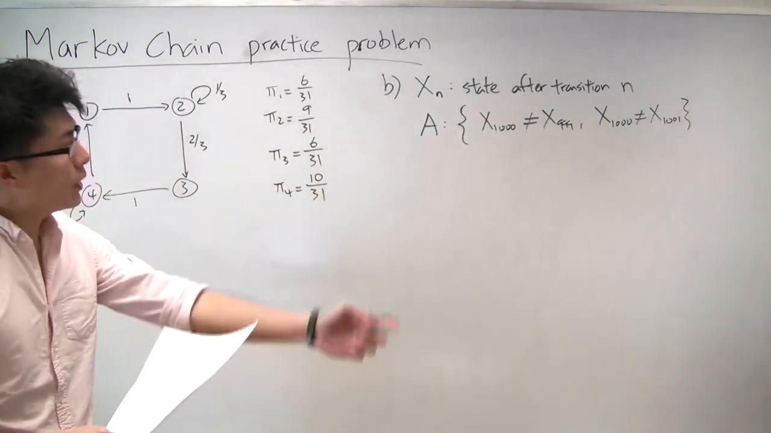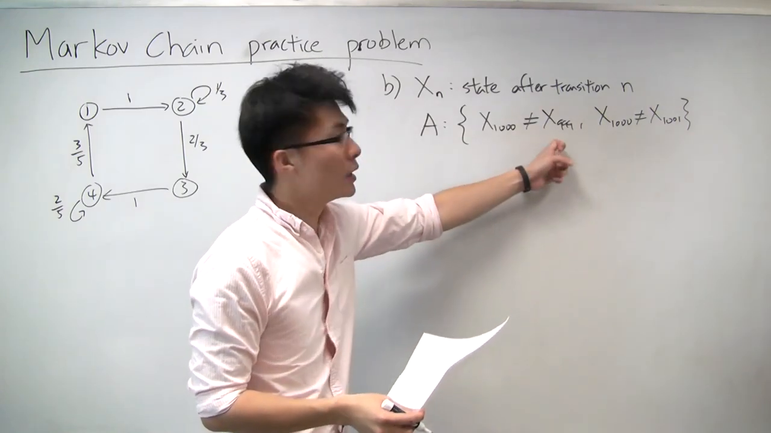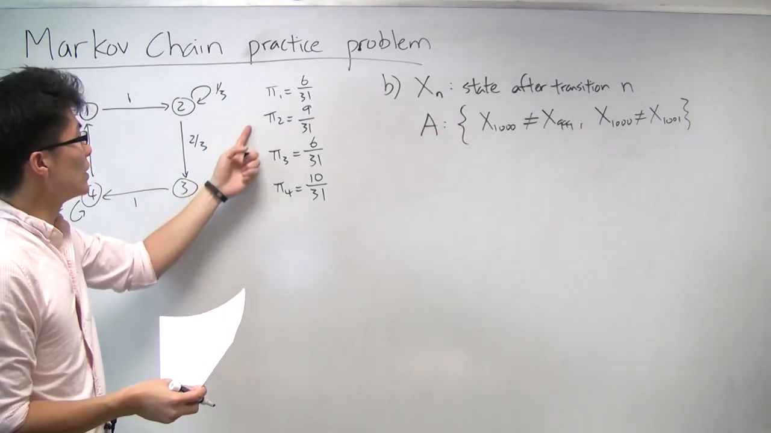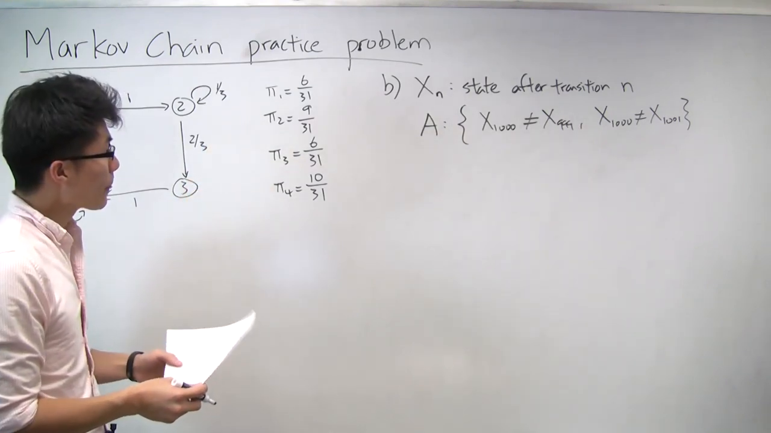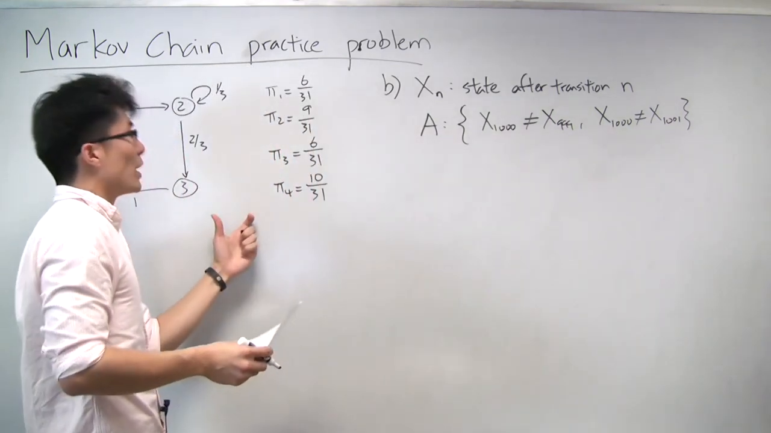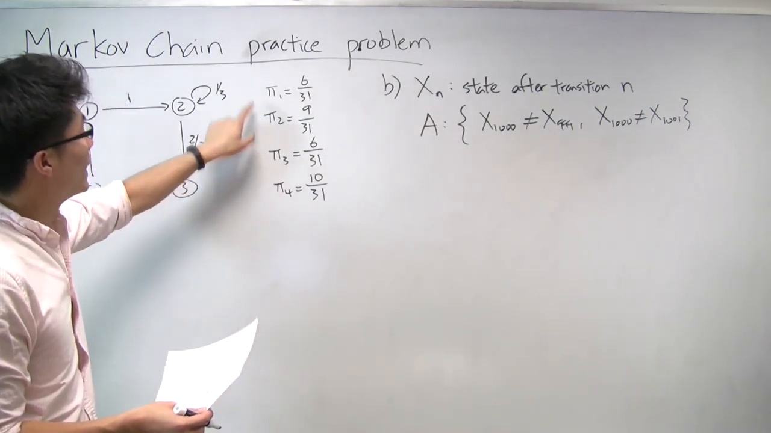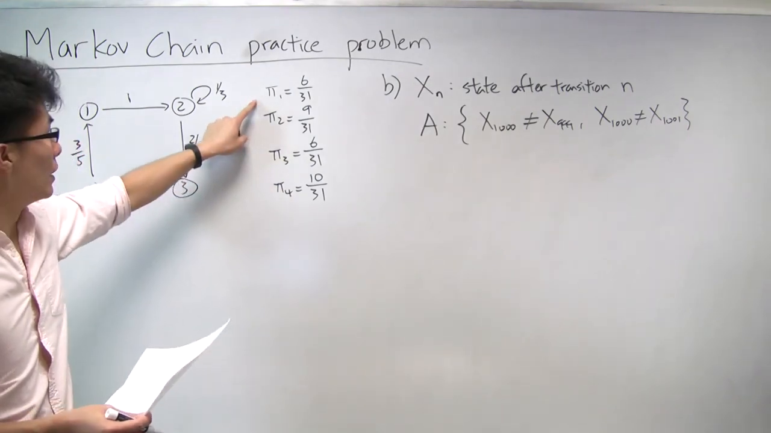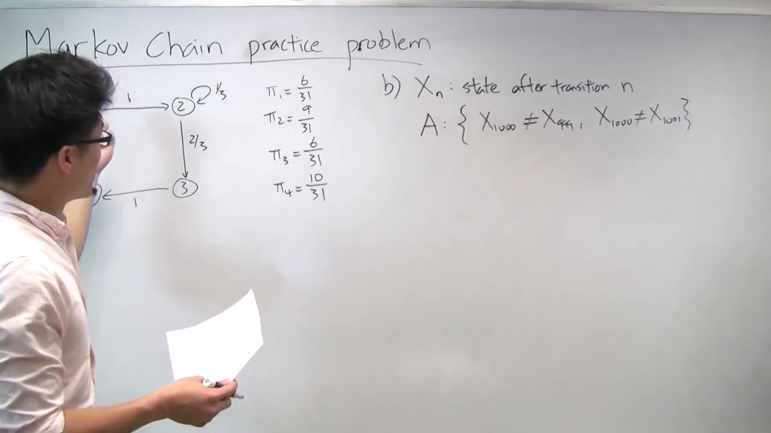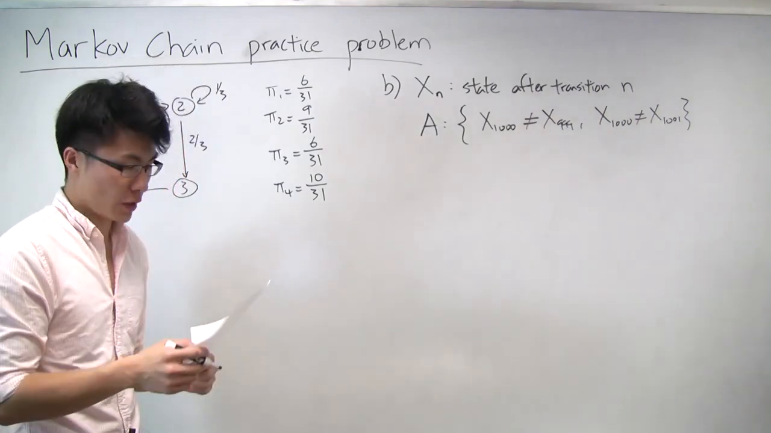Now, how do we do this? Well, the reason we're talking about such large transition numbers is that we want to be able to use the steady state probabilities. Because we've already done 1,000 transitions, we can reasonably approximate the probability that you're at any one of these states by the steady state probabilities. So we've kind of forgotten which state we started out at. The Markov chain has mixed sufficiently.